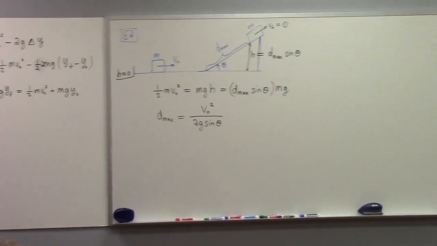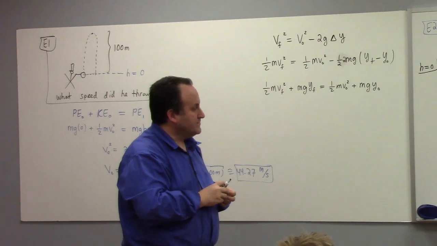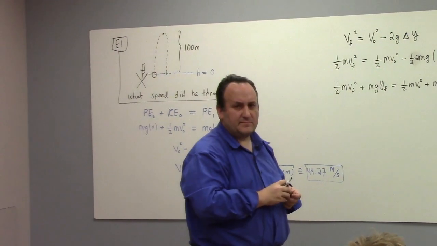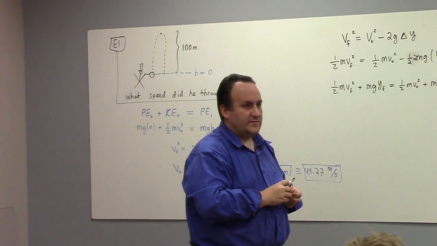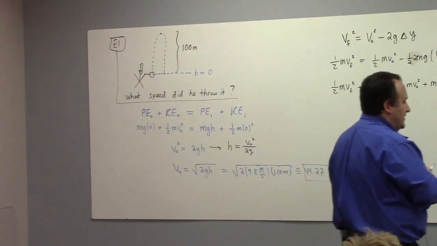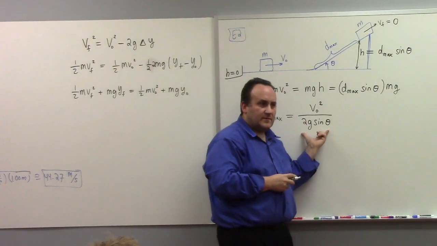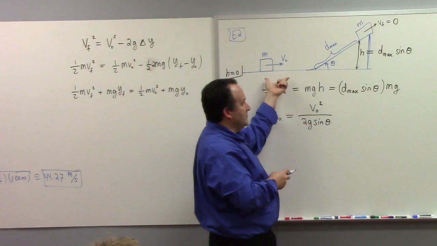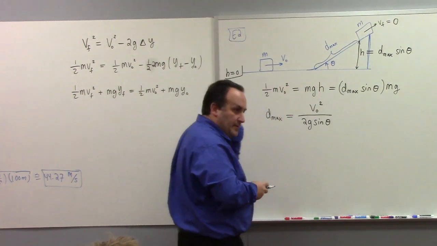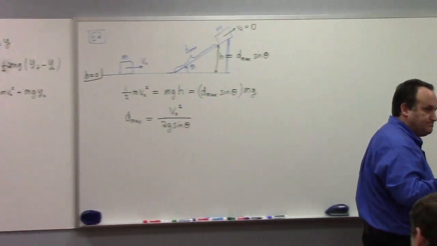How about when theta is equal to 0? Does it make sense then? What happens when theta equals 0, what is sine of 0? 0. Division by 0? Generally frowned upon. But in the limit that theta goes to 0, this goes to infinity. Does that make sense? It does, right? If this is a frictionless plane, it should just keep going and going. So, all right. Any questions?